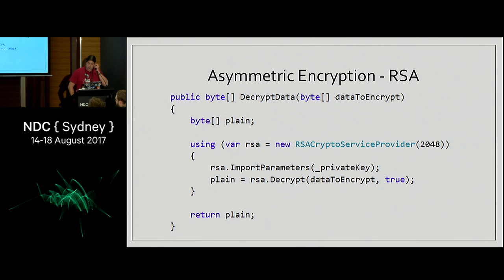To decrypt the data, we pass in our data to decrypt. There's a typo on the slide there. We create the RSA service provider object. We import our private key this time, because to decrypt the data, we need to use our private key. Then we just call decrypt on the RSA object, and we get the original data back. So if we think about how this is used in practice, if I want to send you some data, I would use your public key to encrypt the data, and then you decrypt it with your private key, because you're the only person that knows that key.